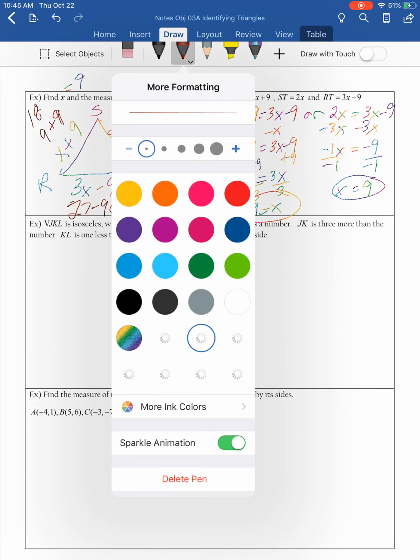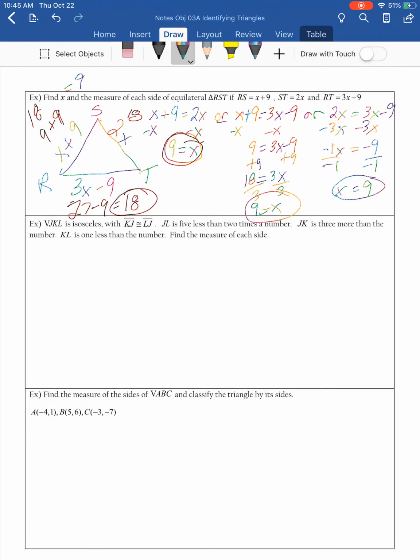Okay, the next one. I know this has a V in it. It should be triangle. I'll fix that. So triangle JKL. So the first thing I do is I draw triangle JKL. Okay, and it says KJ, so KJ is congruent to LJ, so those are my congruent sides. All right, it says JL is 5 less than, so minus 5, less than 2 times a number.